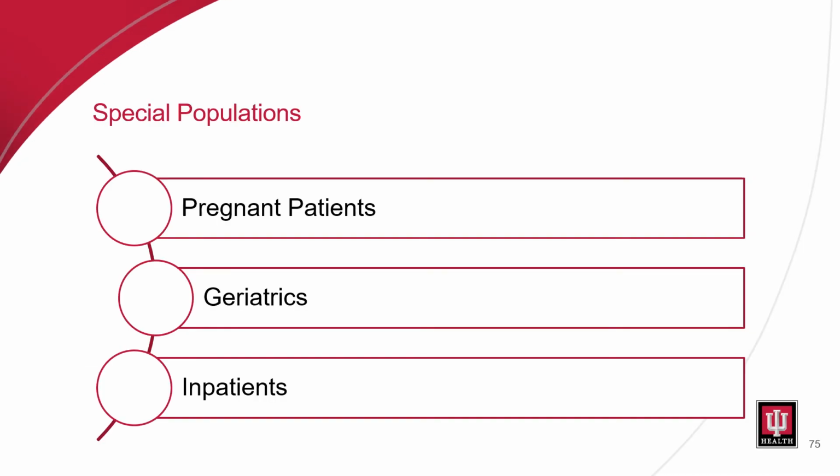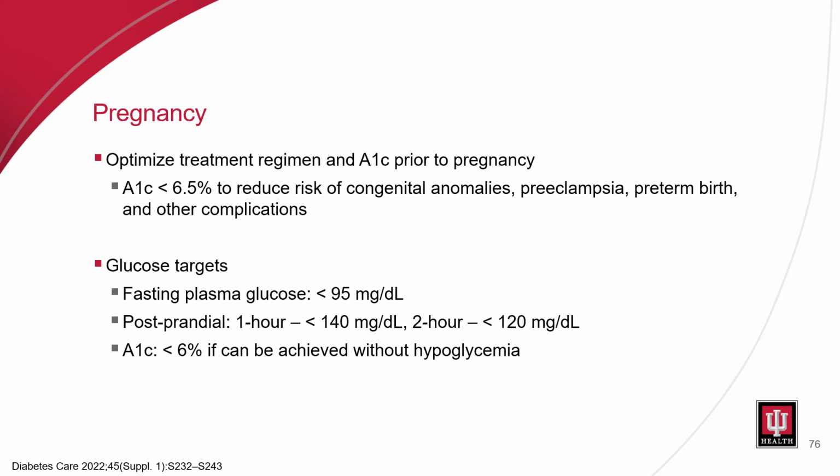So the special populations that I wanted to focus on are pregnant patients, geriatrics, and patients that are admitted to the hospital, inpatients. Starting with our patients with diabetes and pregnancy, we have seen increased rates of type 1 diabetes, type 2 diabetes, as well as gestational diabetes in pregnant patients over recent years. It's important that these patients are counseled to optimize their treatment regimen and A1C prior to pregnancy.